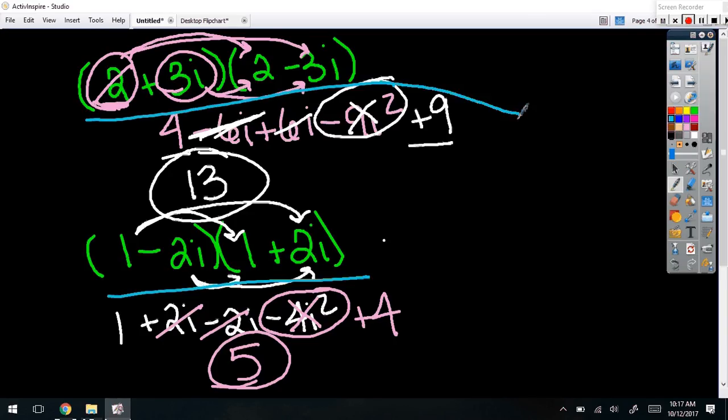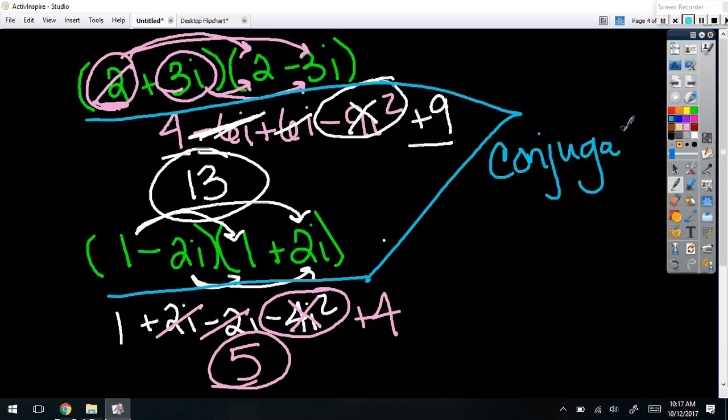They're called conjugates. Okay? Conjugates, and they're complex numbers, so we call them complex conjugates. Complex conjugates are the same number. The only difference is the sign in the middle is different.